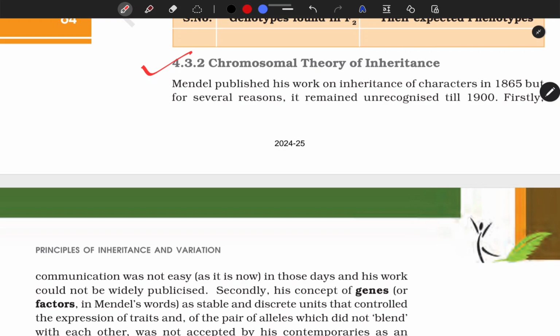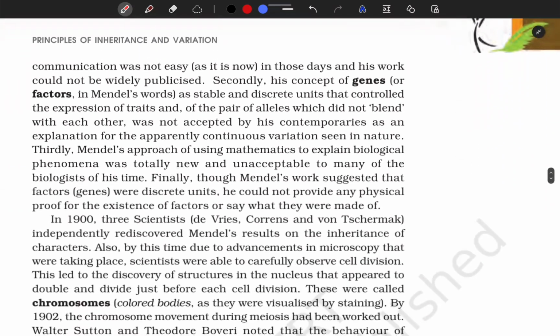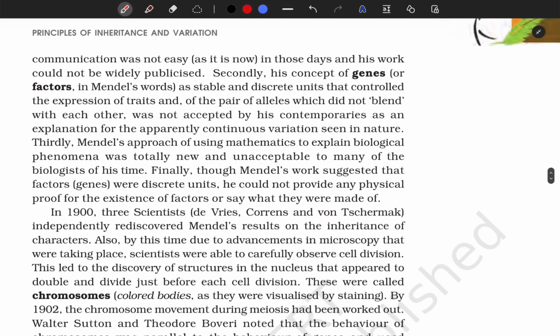4.3.2 Chromosomal Theory of Inheritance. Mendel published his work on inheritance of characters in 1865, but for several reasons it remained unrecognized till 1900. Firstly, communication was not as easy as it is now in those days, and his work could not be widely publicized. Secondly, his concept of genes or factors, in Mendel's words, as stable and discrete units that controlled the expression of traits and of the pair of alleles which did not blend with each other, was not accepted by his contemporaries as an explanation for the apparently continuous variations seen in nature.